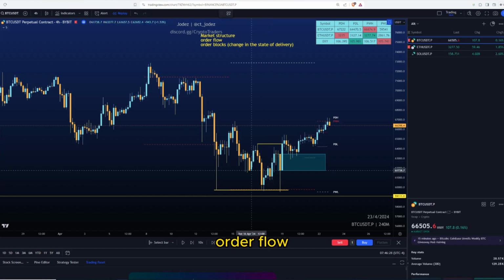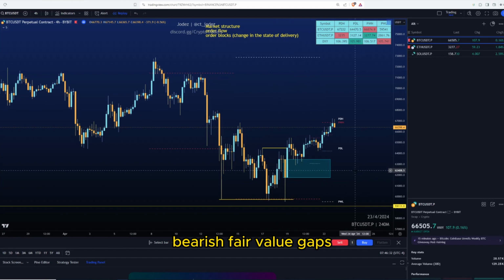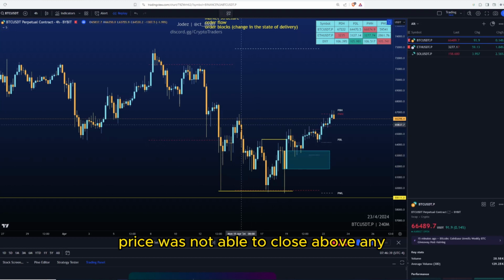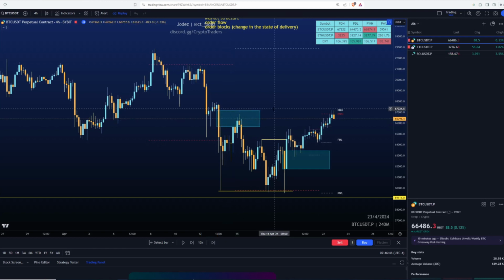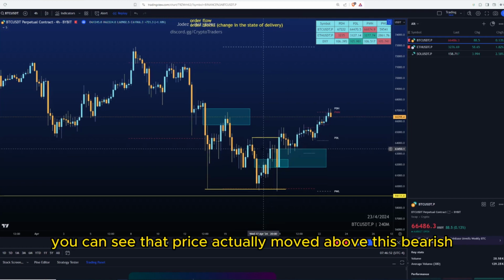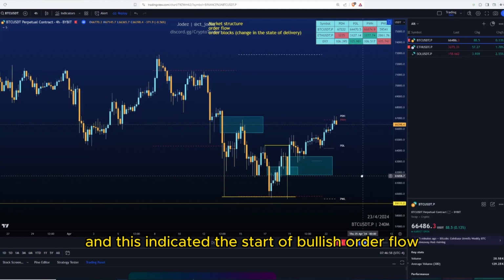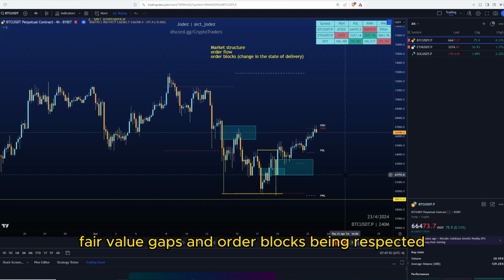Also, order flow is whether the price is respecting or ignoring bearish fair value gaps and order blocks. Notice in this entire downtrend, price was not able to close above any bearish fair value gaps. However, down here on this candle close, you can see that price moved above this bearish fair value gap, and this indicated the start of bullish order flow.